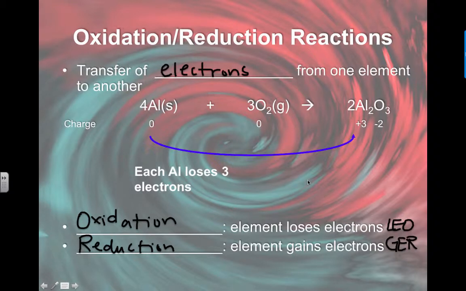makes a 3+ charge to get a stable configuration in its electrons. The oxygen will each gain 2 electrons so that its configuration can become like a noble gas. And that's how we form the ionic compound aluminum oxide from its elements in a redox reaction.